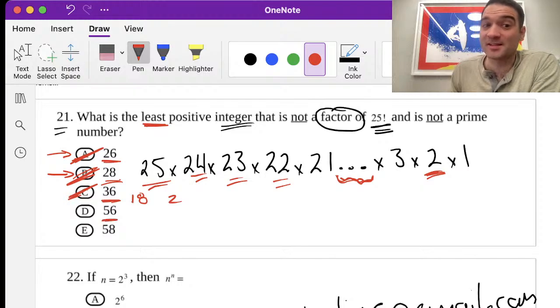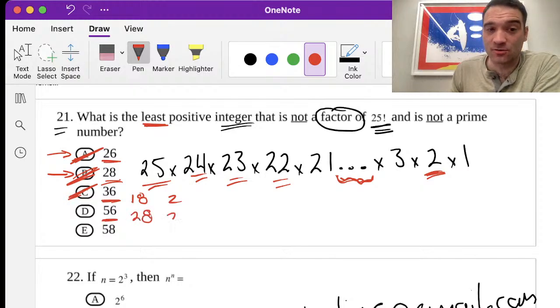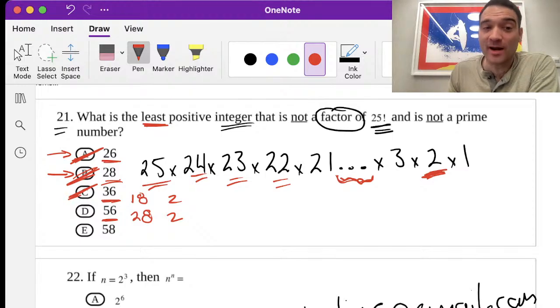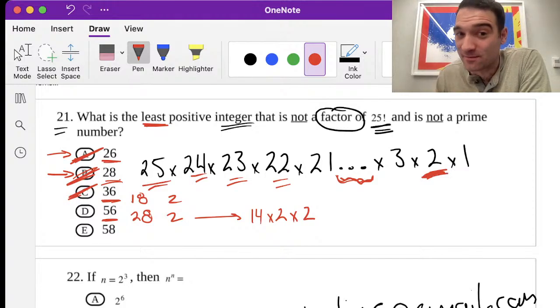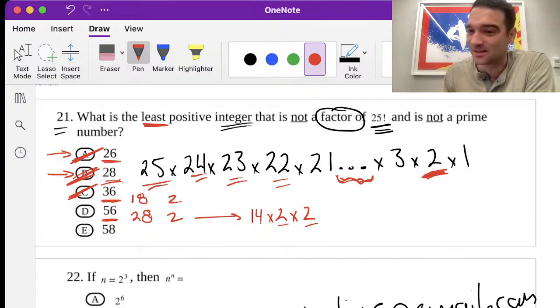56. Well, that's going to be 28 and 2. 2 is a factor, but 28 isn't. But I could break 28 up even further. And so what this becomes is 14 times 2 times 2. I have a 2 right here. I have a 14 in here. And I have a bunch of other even numbers in here. So I'll very easily find another 2. So that's out. And then finally, 58 is what I'm left with.